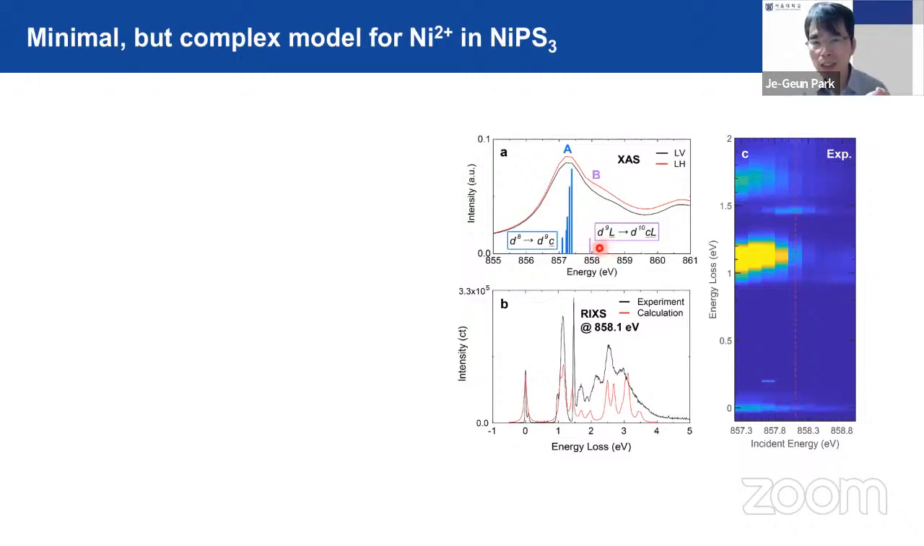Remember, I told you that nickel PS3 has a smaller charge transfer energy. What it means is, unlike oxide, where you mostly have a d8 electronic configuration for nickel 2+, because of this smaller charge transfer energy, you have a significant part of this d9L state for nickel PS3. What we found is that by tuning the X-ray energy to probe this particular B state, the magnetic exciton is resonant. So this magnetic exciton is somehow a product of this d9L state.